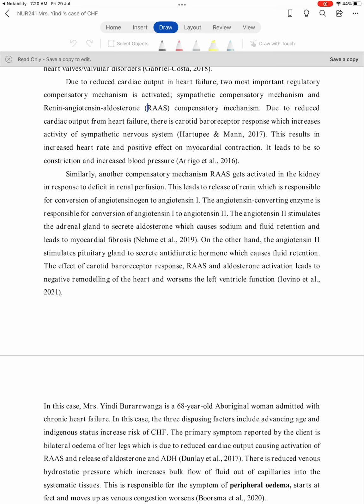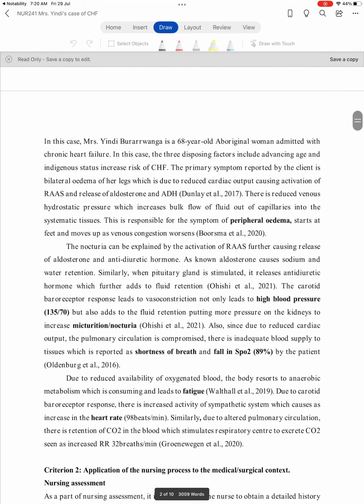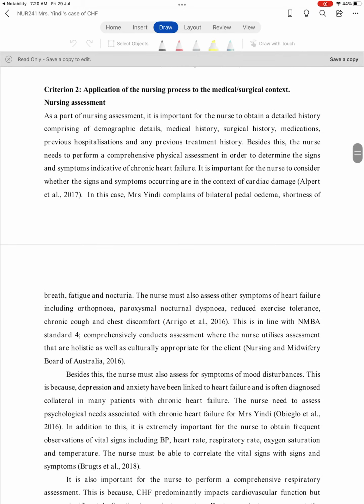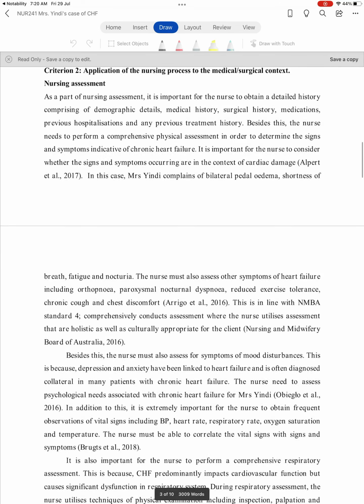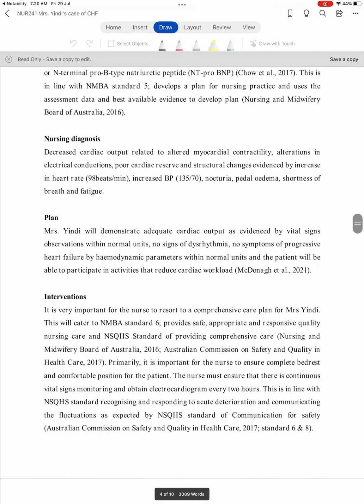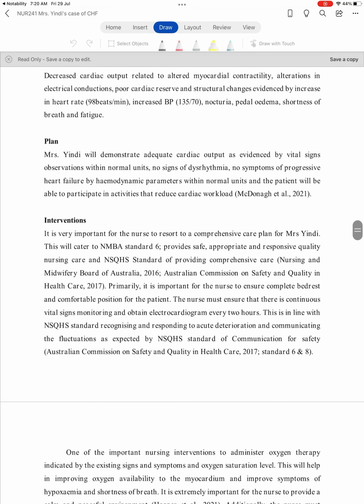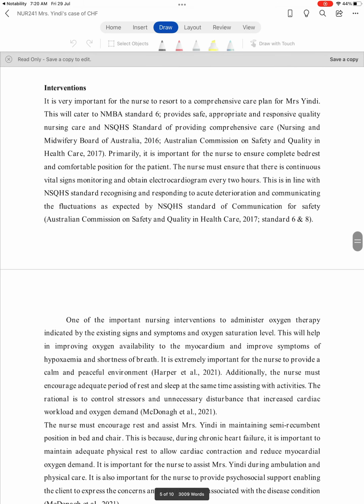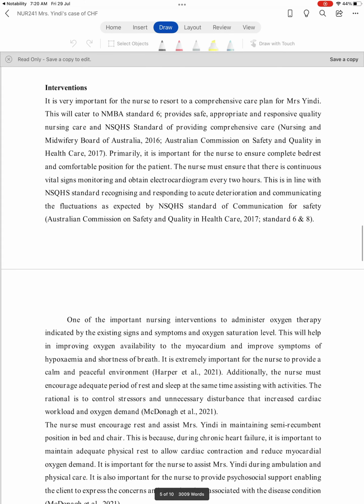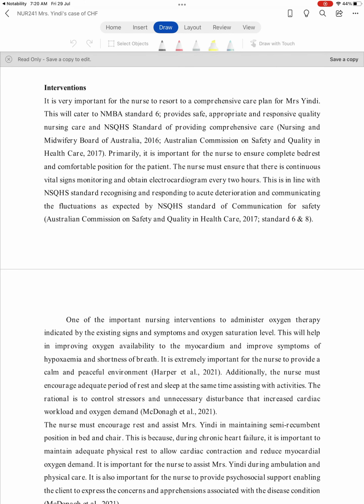Then you come to criterion 2, where we have to understand what has been done for nursing assessment. Then we have to come to nursing diagnosis. You have to make a plan. You have to do interventions. In interventions, you have to remember that it is very important that you do a comprehensive care plan for Mr. Indy. And also you have to write the NMBA standards. You have to apply them. Okay, and then lastly we do an evaluation.